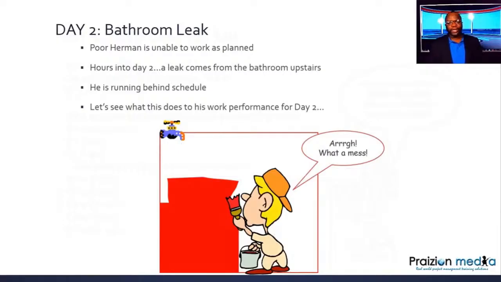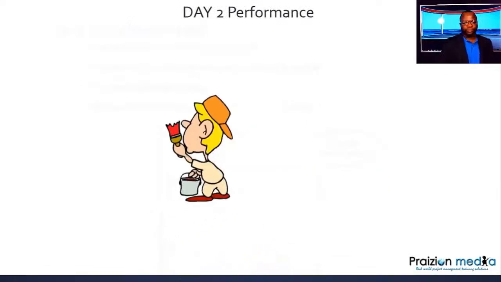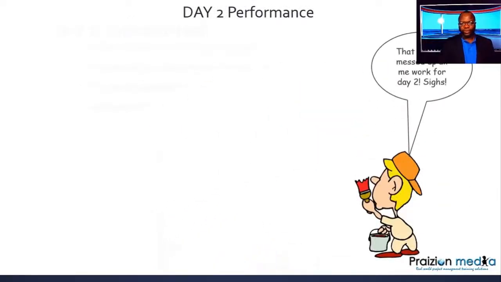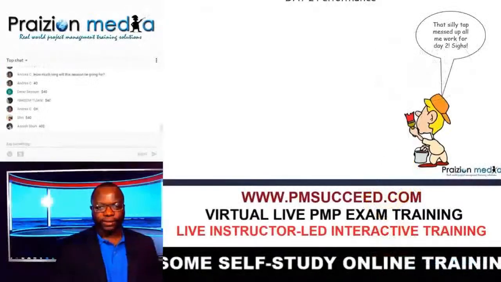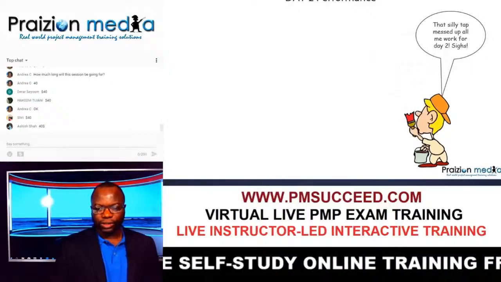All right, let's take a look at day 2. Poor Herman is unable to work as planned. Hours into day 2, a leak comes from the bathroom upstairs. He's running behind schedule. Let's see what this does to his work performance for day 2. So let me take myself out of the shot so you guys can read what exactly is there. Herman says, that silly tap messed up all of my work for day 2. Poor Herman. He's not very happy, obviously. Not a happy bunny.